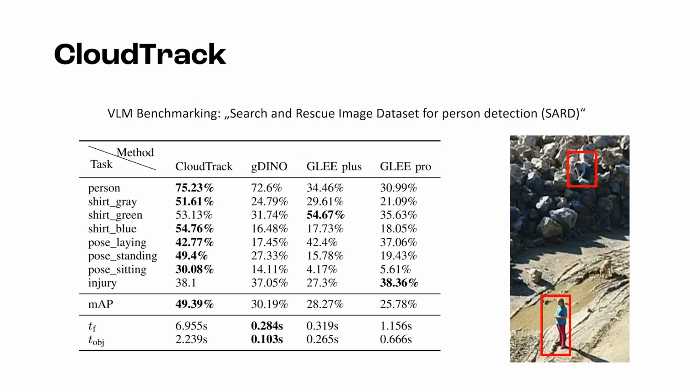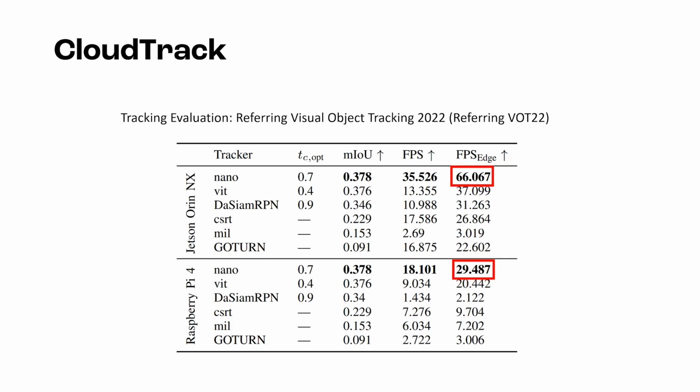We test our system on two publicly available benchmarks against several baseline methods. On the SART dataset, we test our backend's ability of identifying people based on pose, color of clothing, and the need for help. We exceed the best baseline by 19.2% in terms of mAP. We further test 6 different front-end trackers on common drone onboard computers on the referring visual object tracking benchmark. Our best configuration achieves a tracking frame rate of 29 frames per second on a Raspberry Pi 4 and 66 frames per second on a Jetson Orin NX.